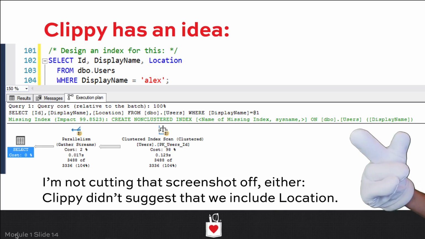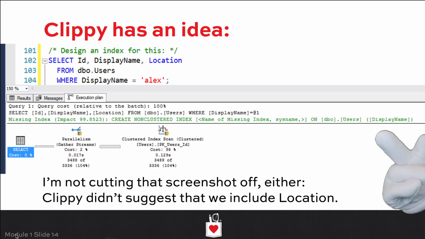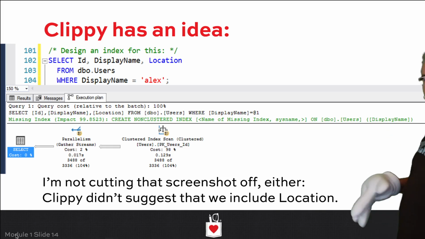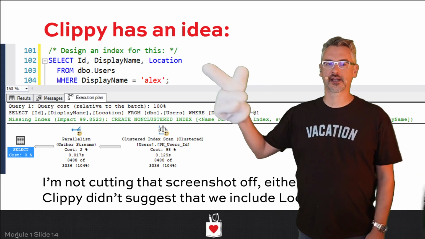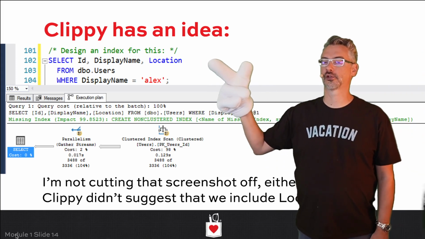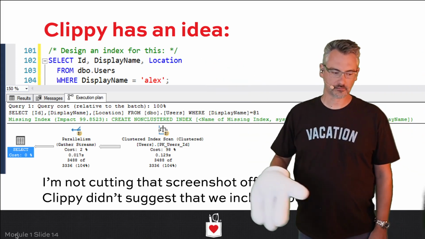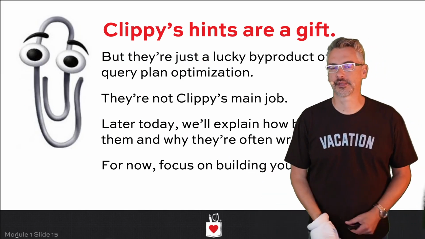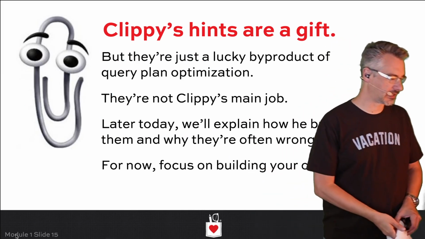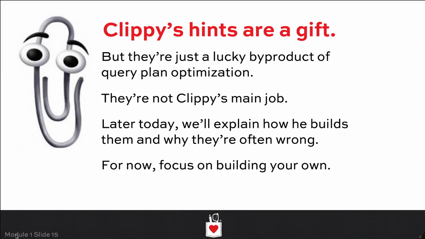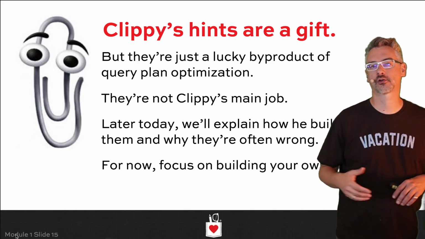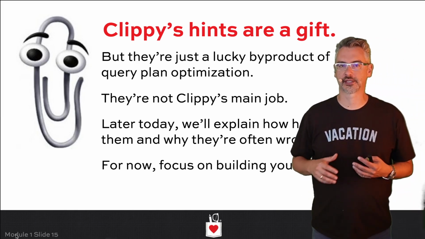Clippy's like, hey, buddy, I see that you're querying by the display name column. Wouldn't it help if you had an index on the display name column? And he doesn't even look at the fact that we're also asking for location here. Now, I make fun of Clippy all the time. I make fun of Clippy because he's a really easy target to poke fun at, and I'll talk more about how Clippy's thought process works later in the day.